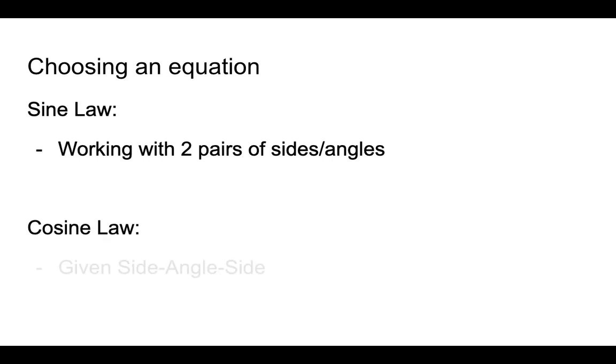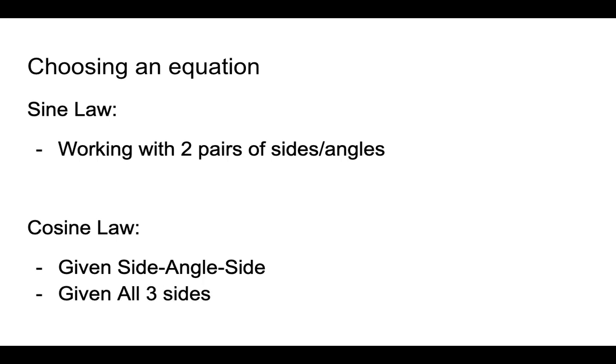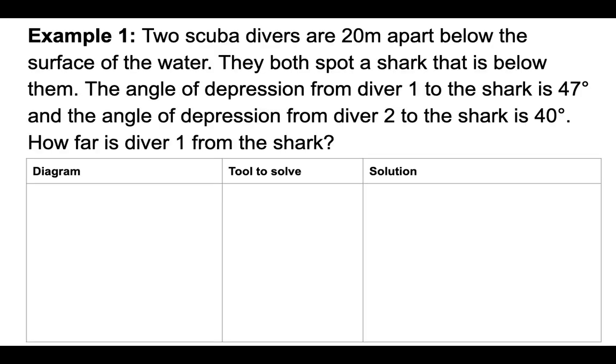For cosine law, you're going to use this when you have a side, angle, side in that order. So if you have a known angle sandwiched between two sides, you'll use the cosine law. And the other time you'll use the cosine law is when you have all three sides. Now, of course, in trigonometry, you can also use Pythagorean theorem and SOHCAHTOA, but remember, you can only use those for 90-degree triangles.